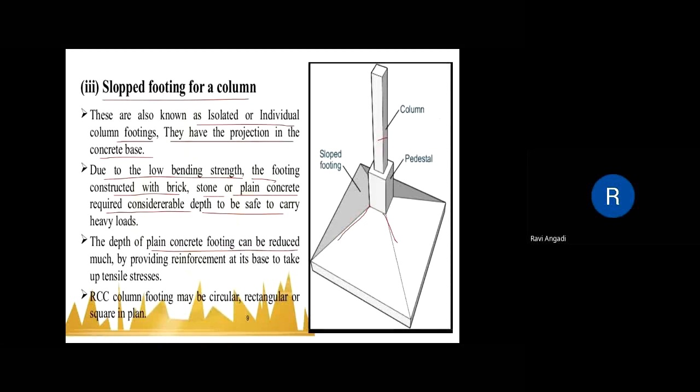The depth of plain concrete footing can be reduced much by providing reinforcement at its base to take up the tensile stresses. Then the RCC column footing may be circular, means this column footing may be circular, rectangular, or square in plan. Is it clear? Sloped footing. Yes, sir. This is one more type of spread footing.